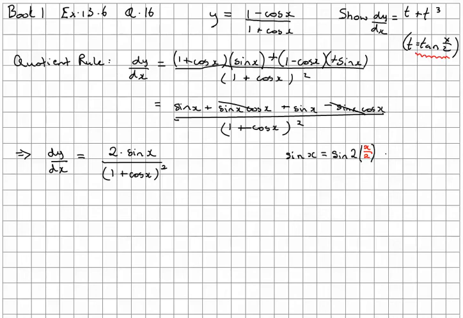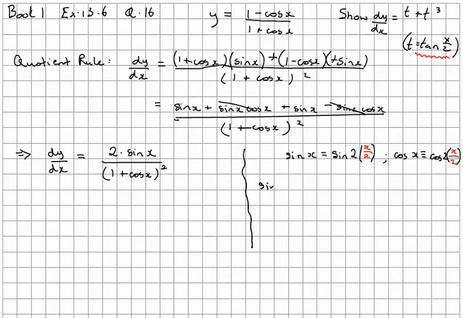And the same for cos. Cos x is the same thing as saying cos of 2 times x over 2. Okay, so using the double angle formula on page 14, let's see if we can get rid of the sines and introduce tans instead. This is separate from our dy/dx, so we're just going to rewrite now, get rid of sines and bring in tans.